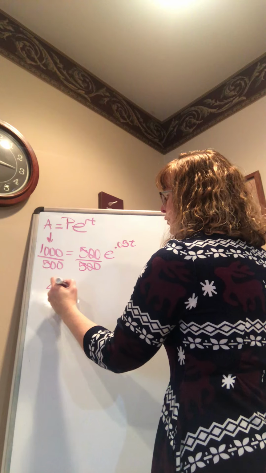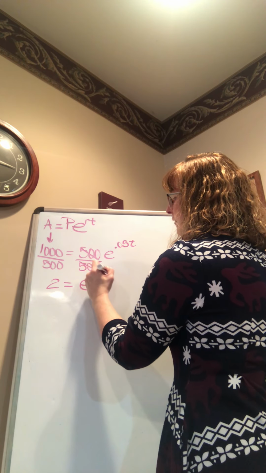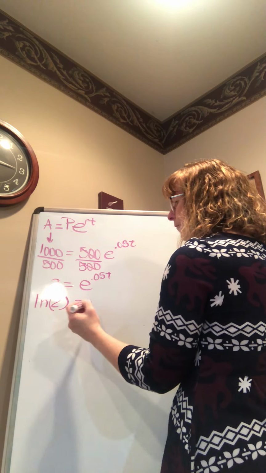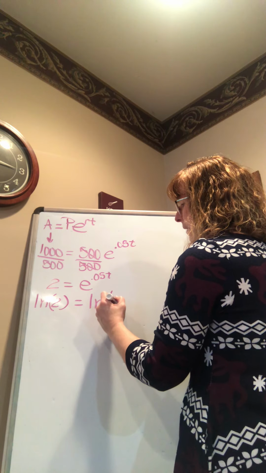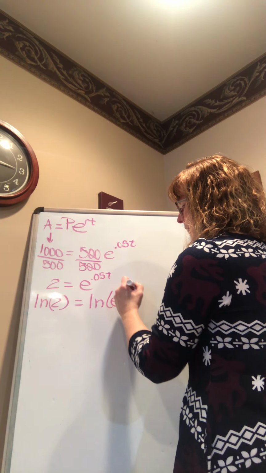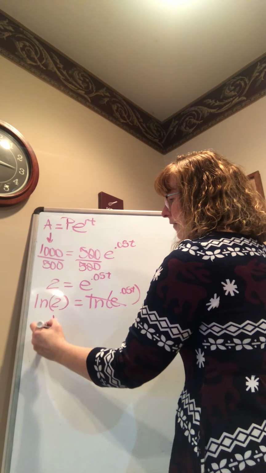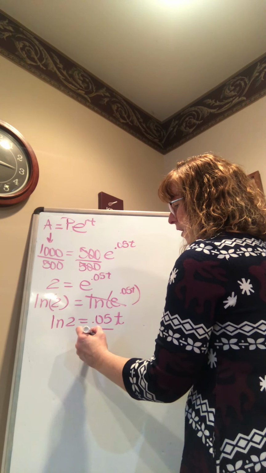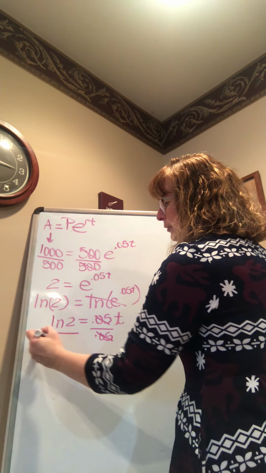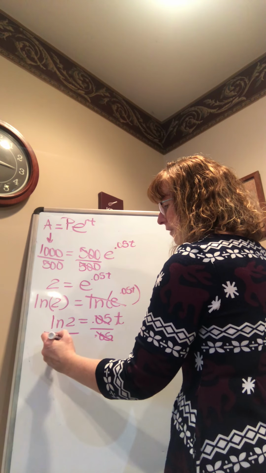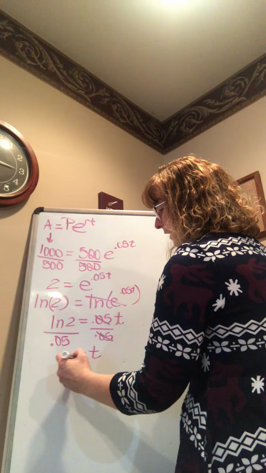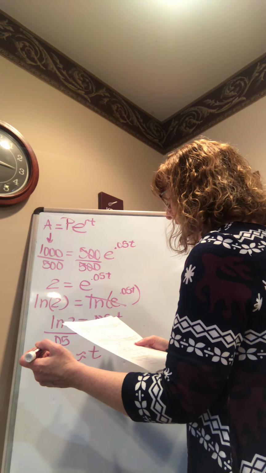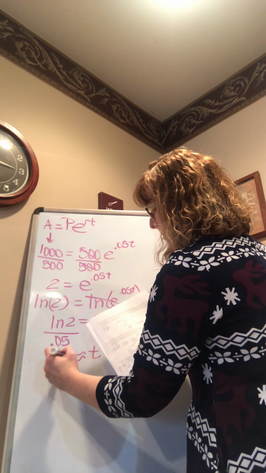And this is going to give me 2 = e to the 0.05 times the time. I'm going to put a natural log on both sides. And when I put the natural log on my e, they're going to cancel. And now the natural log of 2 is equal to 0.05 times the time. On my calculator, I am now going to type in natural log of 2. I'm going to divide it by 0.05. And I am going to find that my time is approximately 13.9 years. Choice 3.